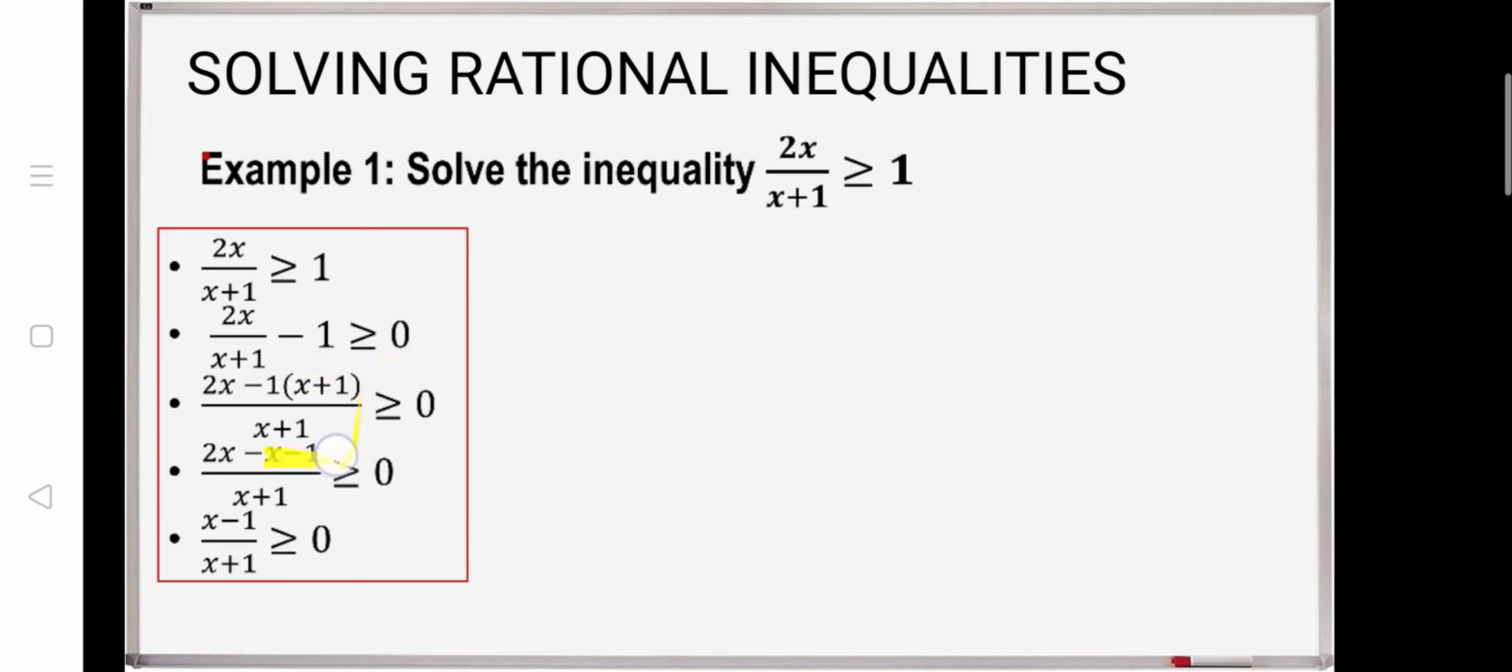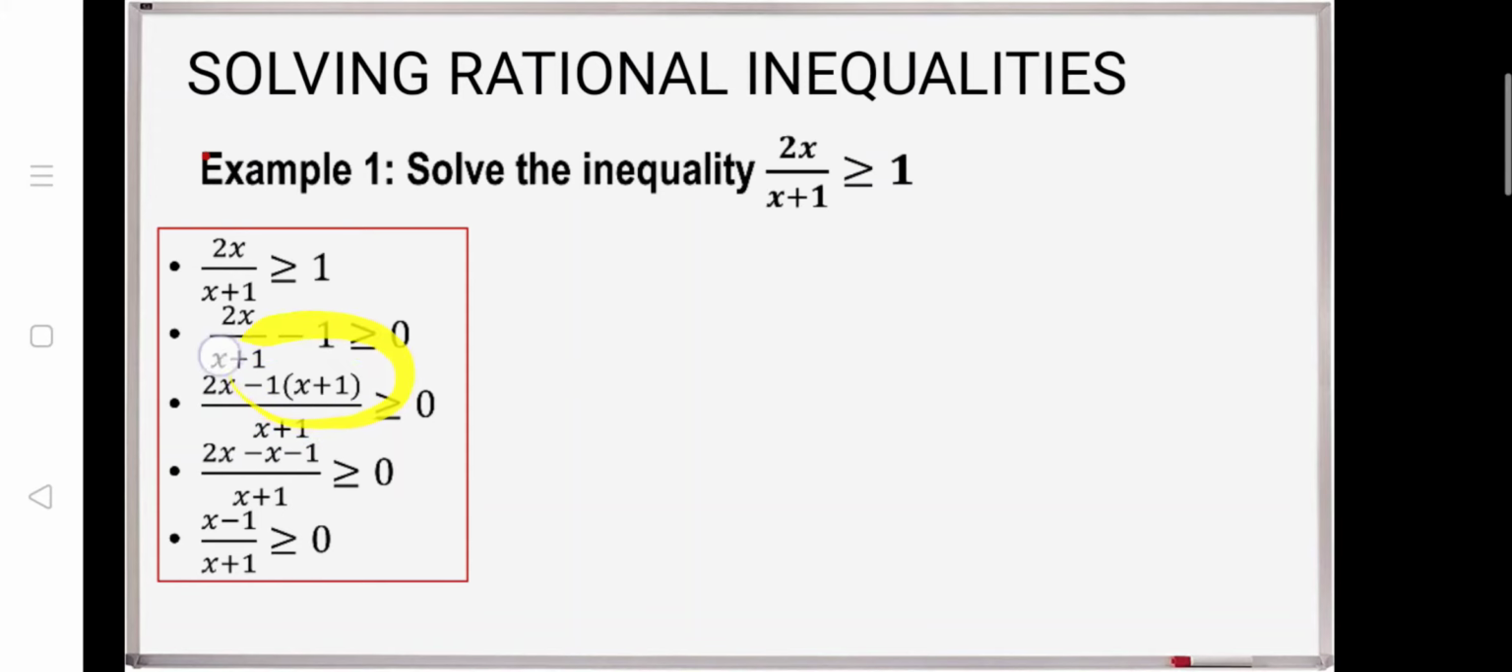Okay, so we will obtain x plus 1 as our LCD. So x plus 1 divided by x plus 1 is 1, times 2x is 2x. Then x plus 1 divided by 1 is x plus 1, times negative 1 is negative 1 times x plus 1. So we will simplify this.